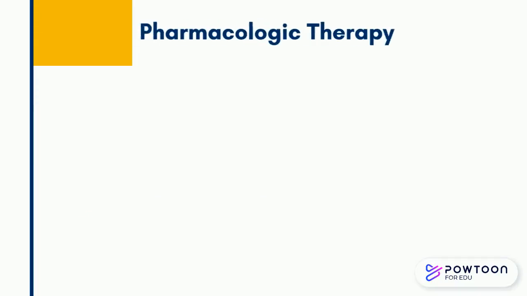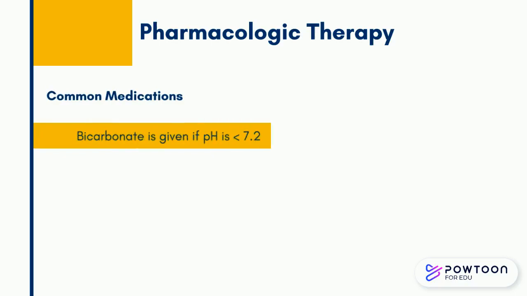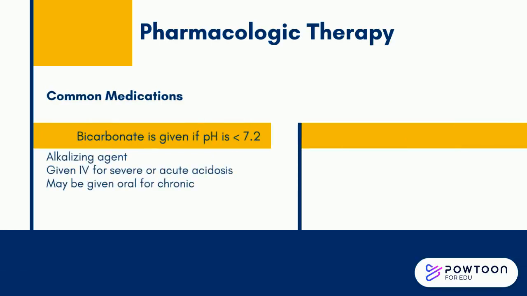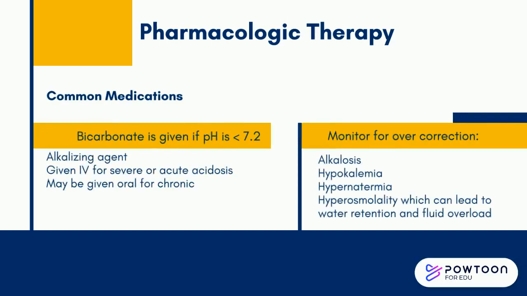So what kind of medications do we give for metabolic acidosis? Well, for the most part, we try to fix the underlying problem and let the body correct itself. But in severe cases, we probably need to give some bicarbonate, which can be given IV. Please read the information on bicarb, as well as the symptoms of overcorrection.